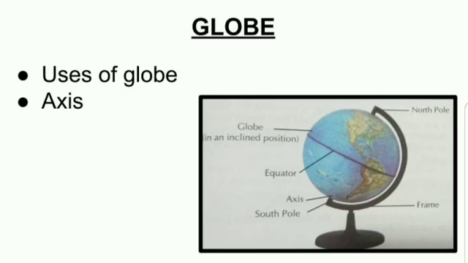In other words, the axis makes an angle of 66.5 degrees with the orbital plane. Orbital plane means what? The dotted straight line is the orbital plane, a straight plane, and from that, 23.5 degrees is the tilt of the axis of the earth. Whereas when we calculate from the orbit, the dotted horizontal line, we get 66.5 degrees. So I hope you understood this, the globe, the uses of the globe and the axis of the earth.